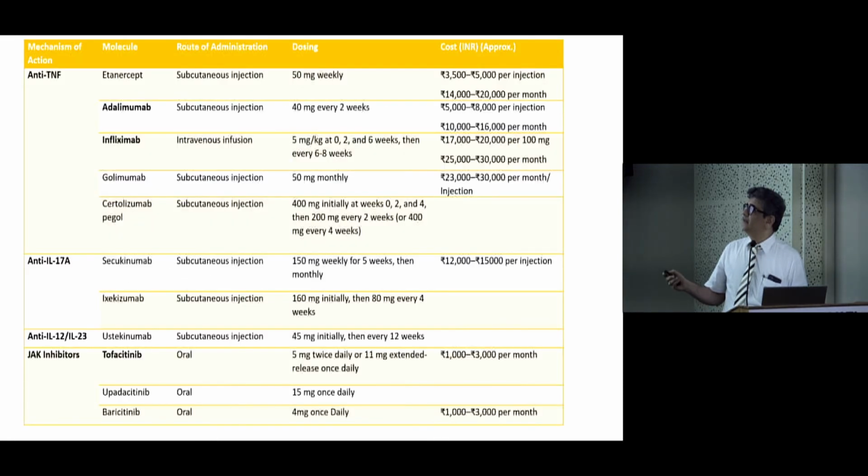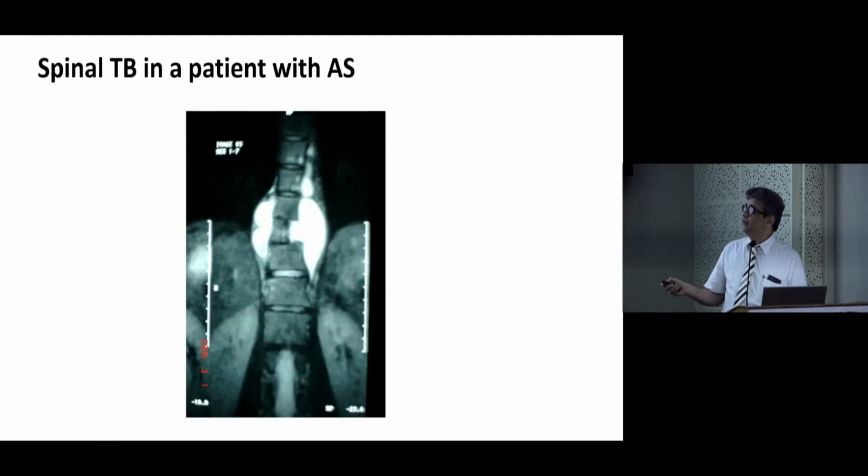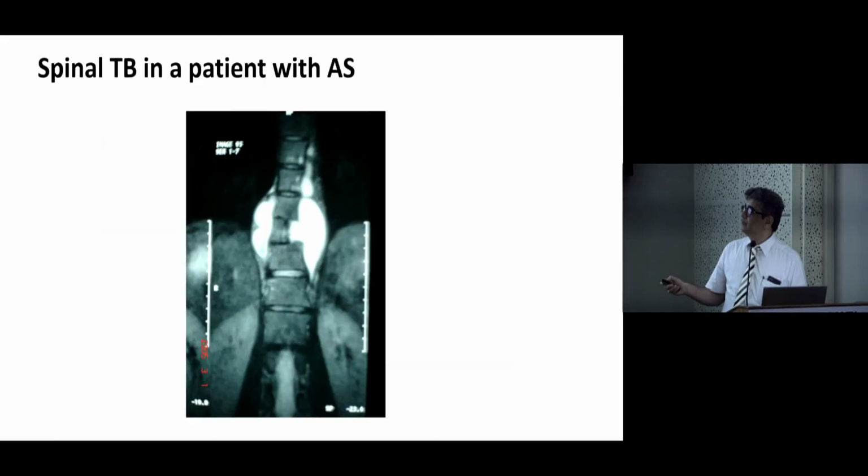So other causes we have finished. Sorry, I'm going backwards. So this is a patient with Pott's spine. This was one of those who had the discitis there, as you can see.